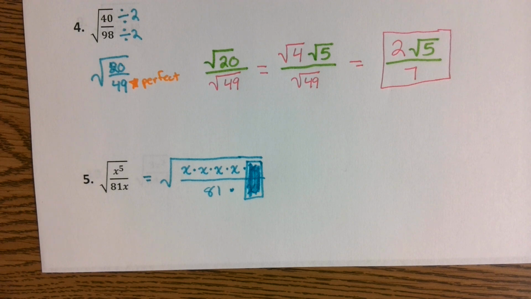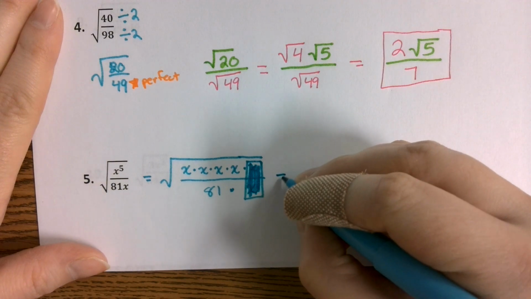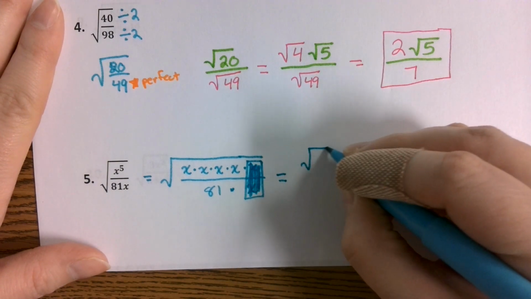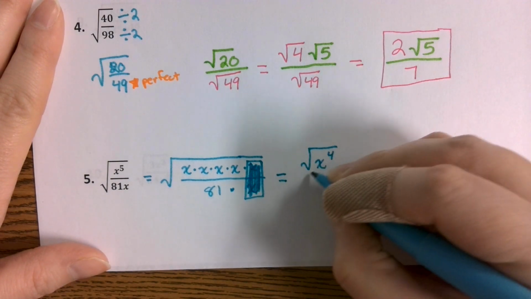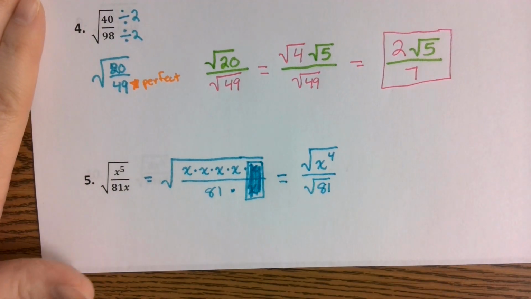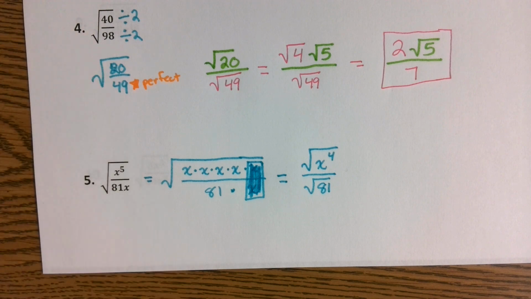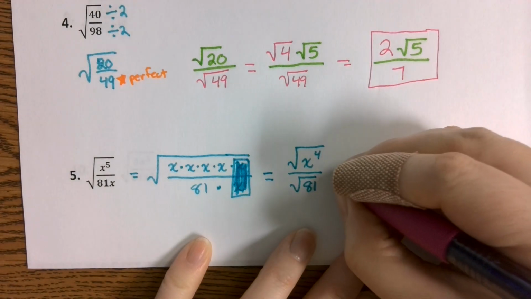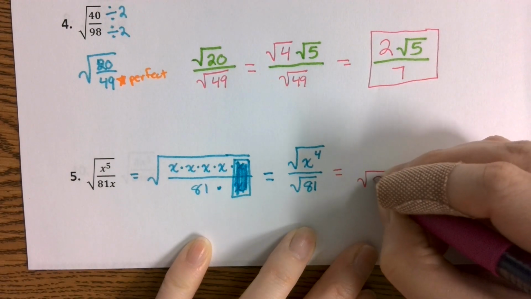Remember back when we were doing our exponent rules. X to the fifth over x is just going to equal x to the fourth. You subtract those exponents and keep the base. So now this becomes the square root of x to the fourth over the square root of 81. Is the denominator a perfect square now? Yes. The denominator is now a perfect square. So I'm going to put square root of 81 on the bottom.